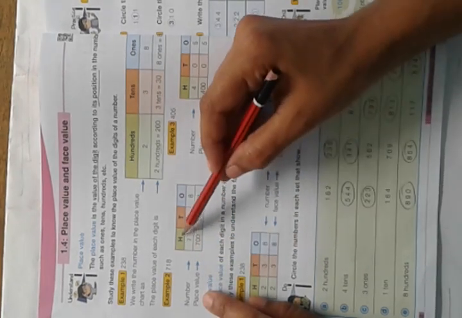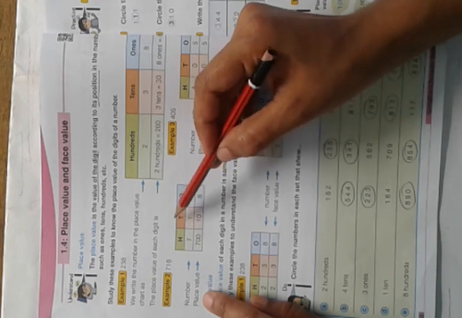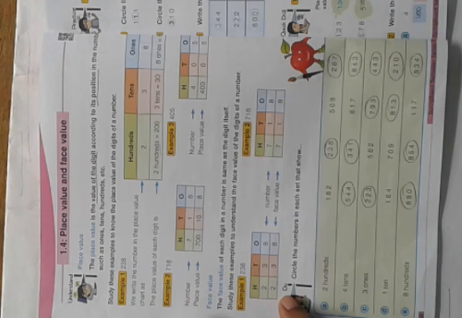718. Put the place value chart. Write ones, tens, hundreds. Number 7 in the hundreds column, 1 in the tens column, 8 in the ones column. So its place value, see here, place value of the 7 is 700, place value of 1 is 10, place value of 8 is 8. Okay students, now come to the activity.